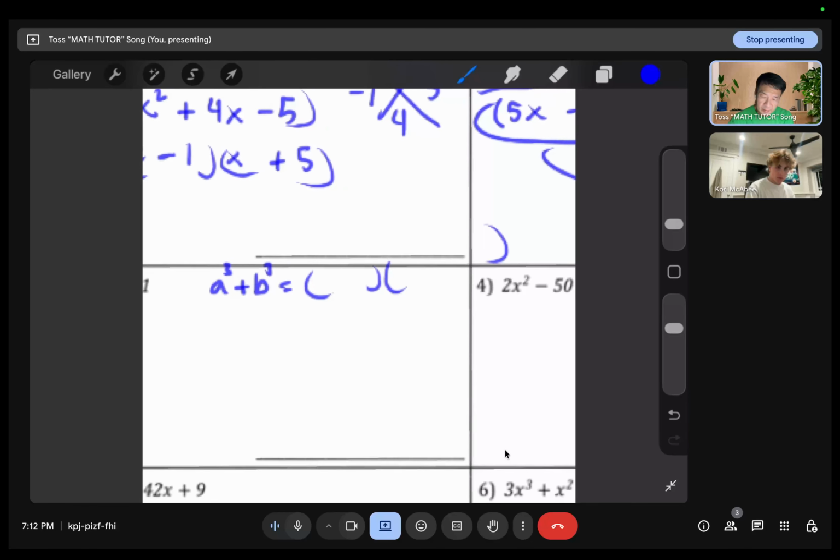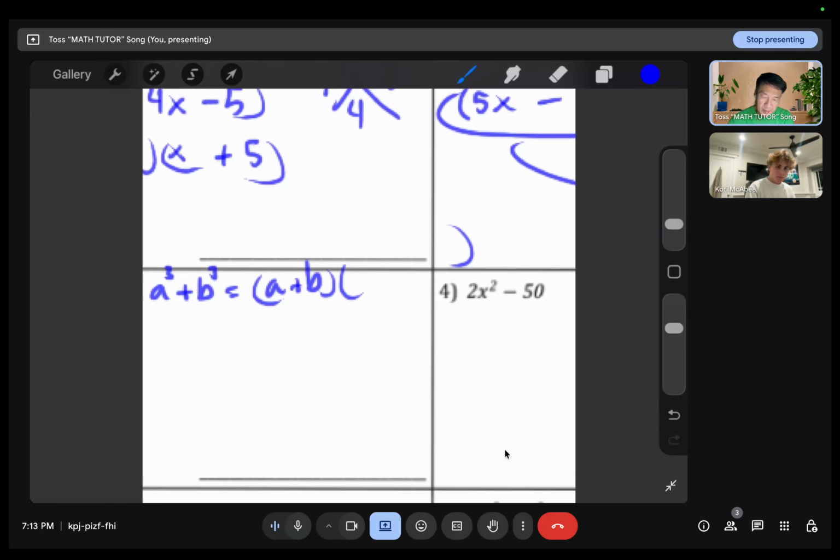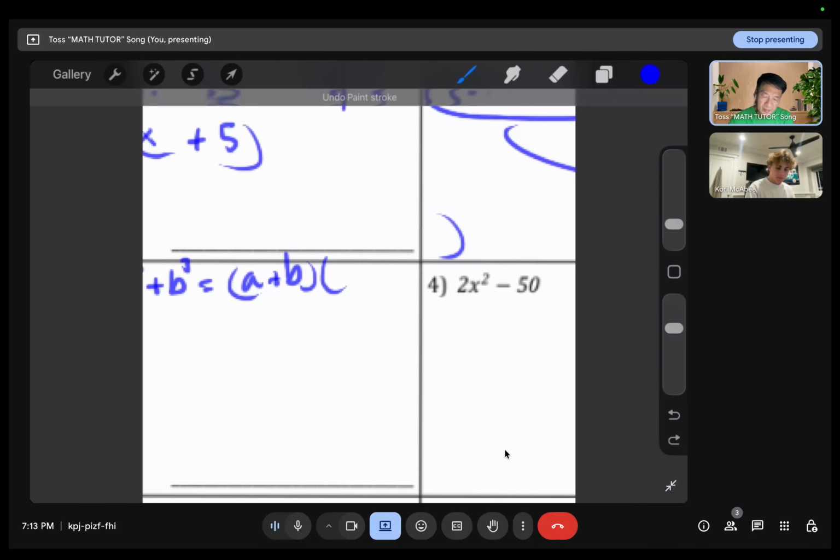The formula goes like this. If this were plus, this will be plus: A plus B. And then it'll be opposite. I think they use SOAP. You might remember something about that.